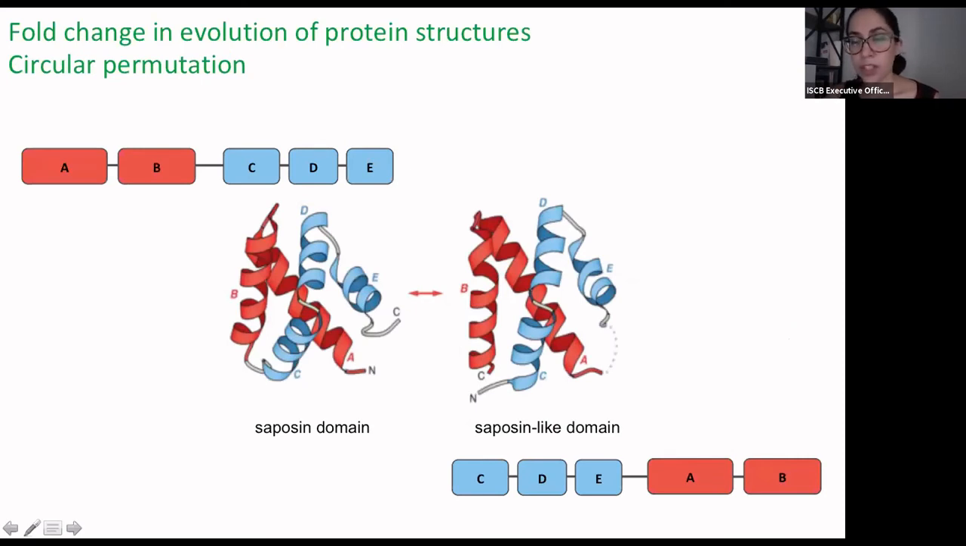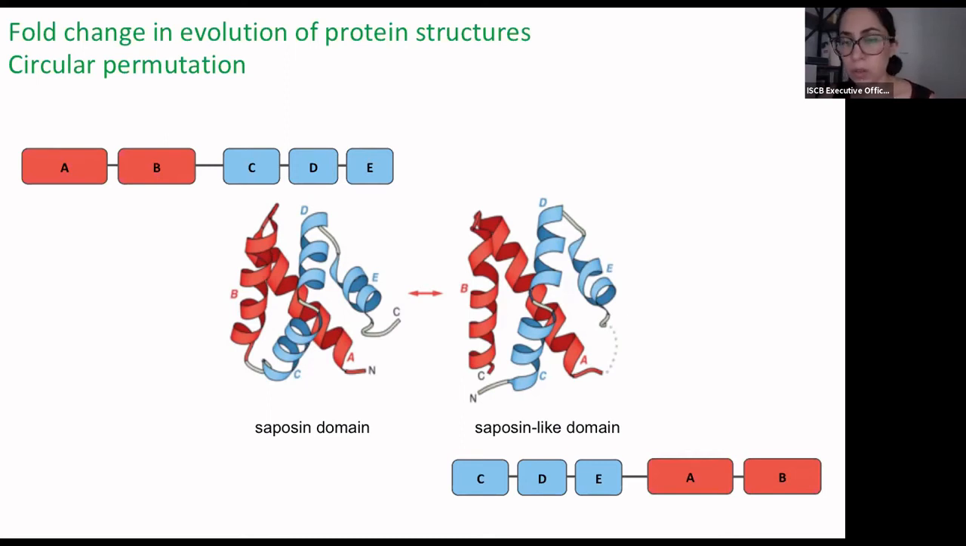Another type of change that is somewhat frequent during evolution is one that really affects the linearity of the sequence. These are called circular permutation. This means that the combination of elements of a protein is permuted. So whatever was in the amino terminal part of a protein is going to become the carboxyl terminal part of the homolog. And these things happen during evolution.